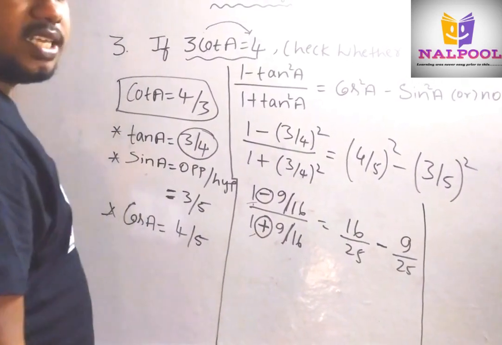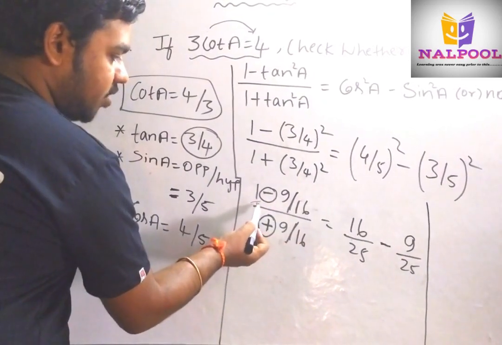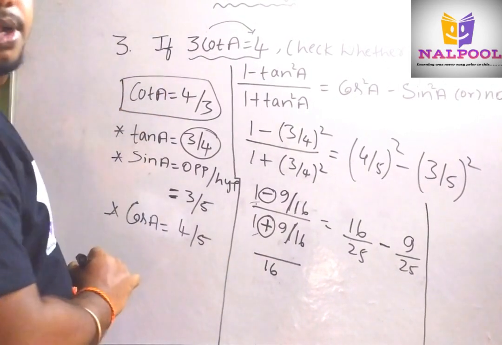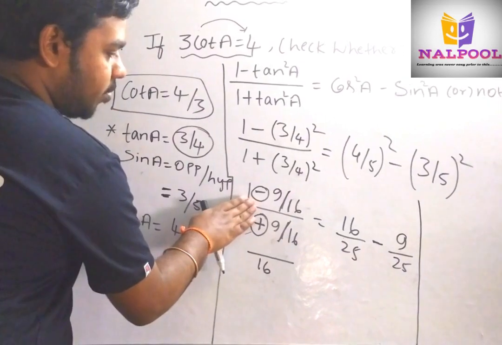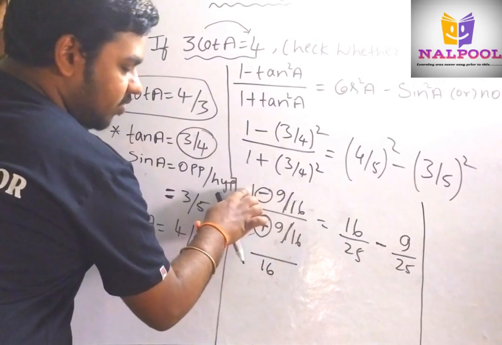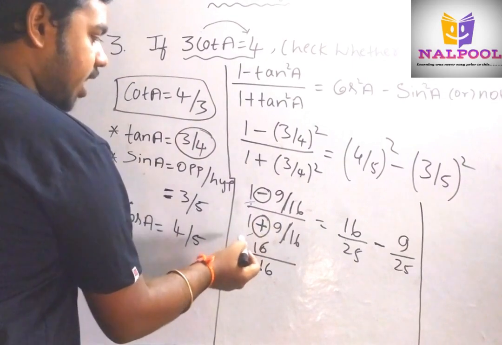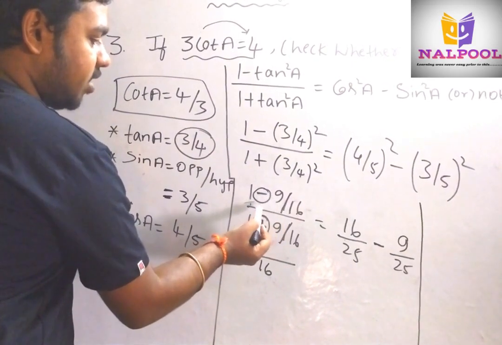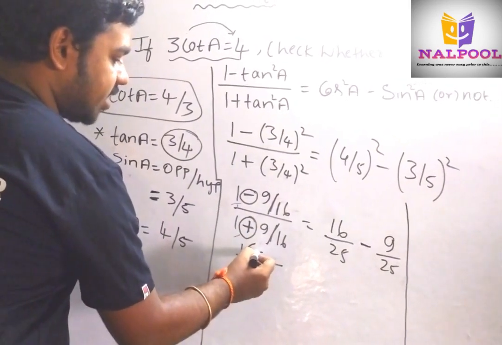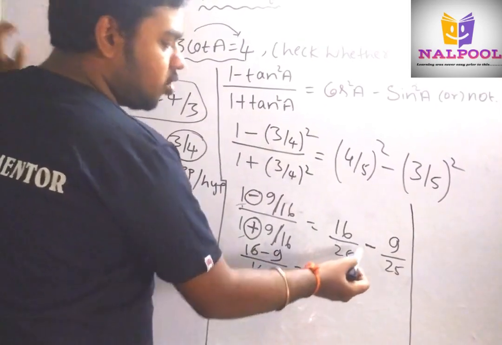For taking the LCM, there is one easy procedure, friends. Simply multiply the denominator of this and the denominator of this. That will result in how much? 16. That will become the denominator. Then close this denominator and multiply the denominator of this to the numerator of this. 16 into 1 will become how much? 16. And the denominator of this one and the numerator of this one. 1 into 9, 9. Simply carry the sign. Whichever sign is there, carry that one. 16 minus 9.